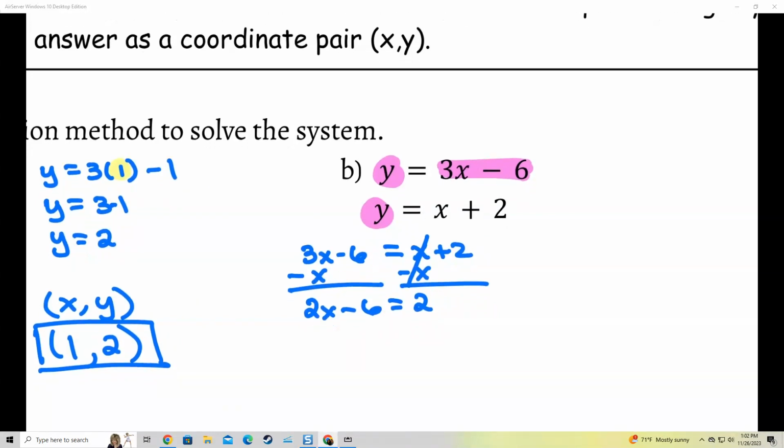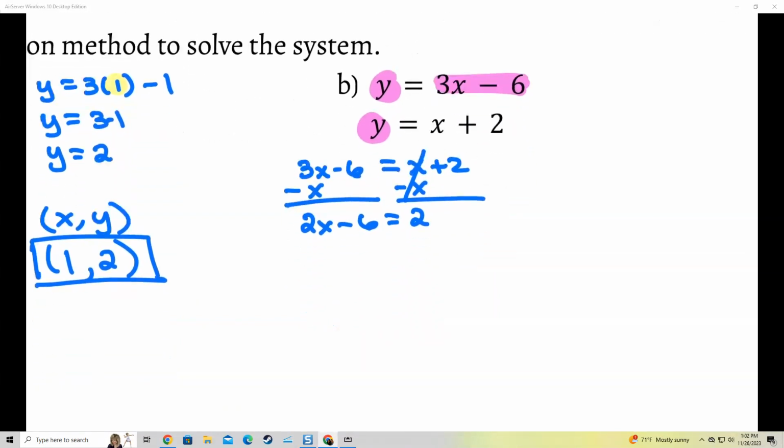Now that I have x's on one side, I'm just going to go ahead and add 6, since right now it's being subtracted. I get 2x is equal to 8, and then divide both sides by 2. I get x equals 4.